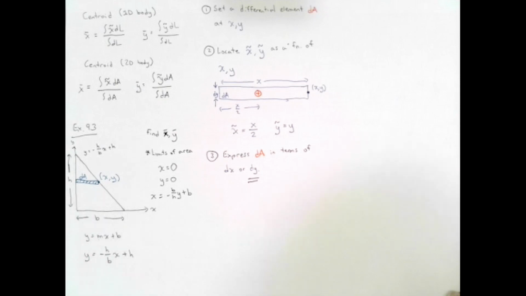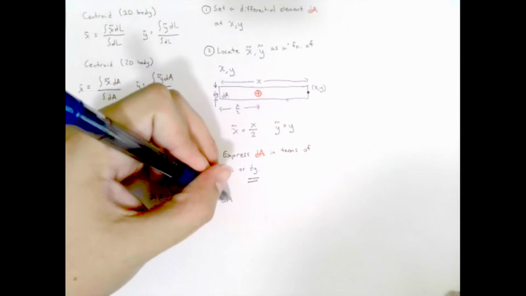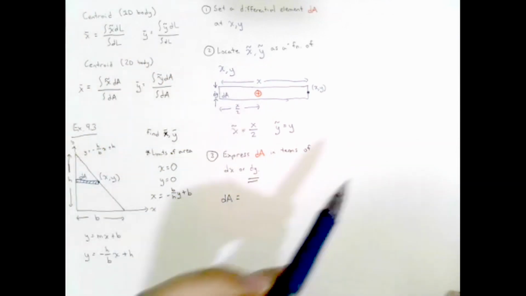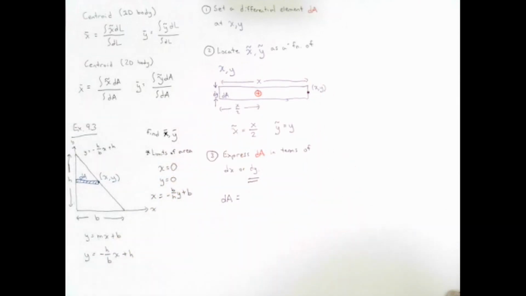So let's see. We have our element, and our element has an area dA. That's the area of this element. Based on the dimensions of the element, can anybody tell me what the area of this element is? Remember, it's a rectangle.